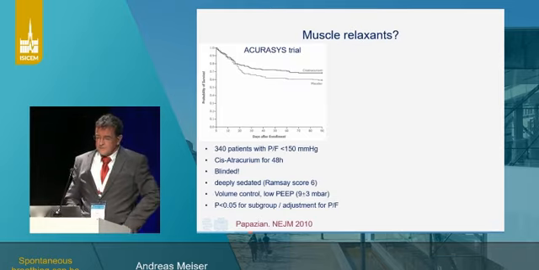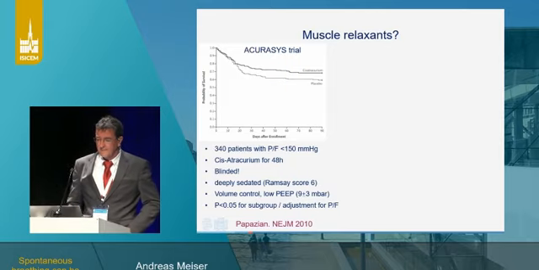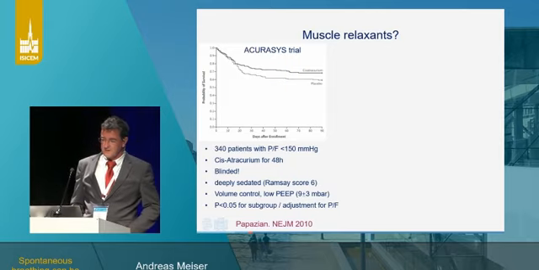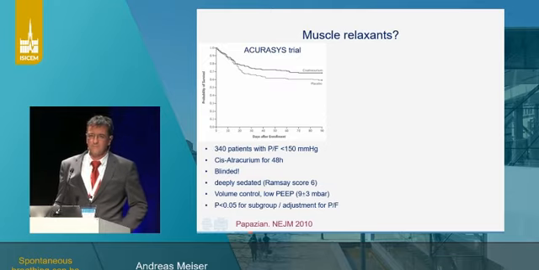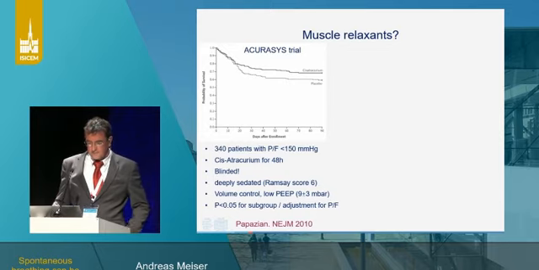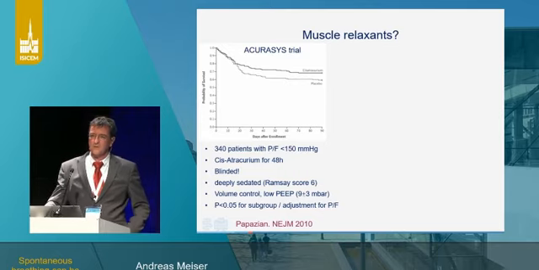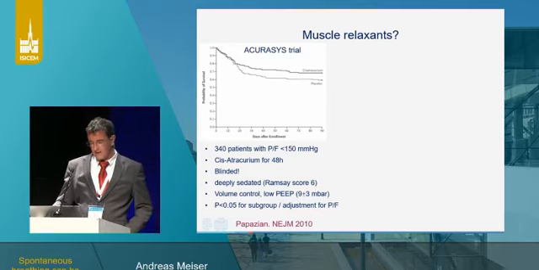Therefore, some use muscle relaxants in severe ARDS, and this is a trial in favor of using muscle relaxants. It's about 10 years old, by the Papazian group in France. 340 patients with severely impaired oxygenation were included. Atracurium was given for 48 hours.